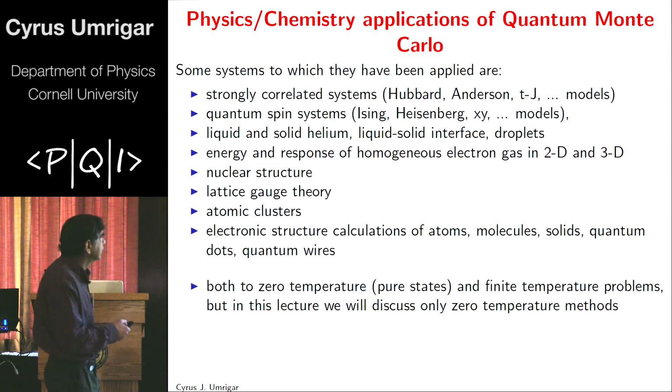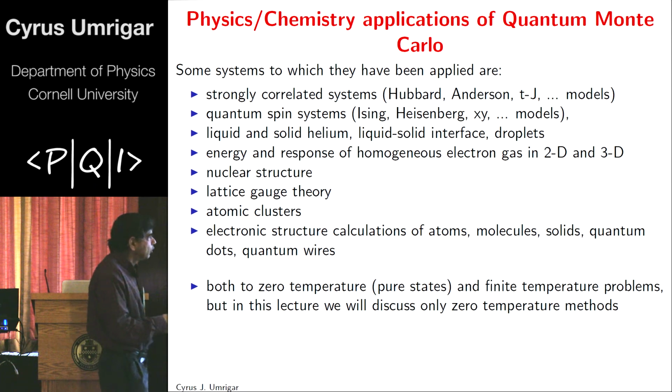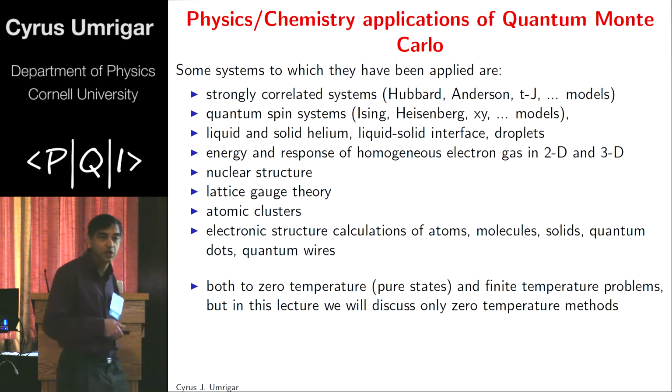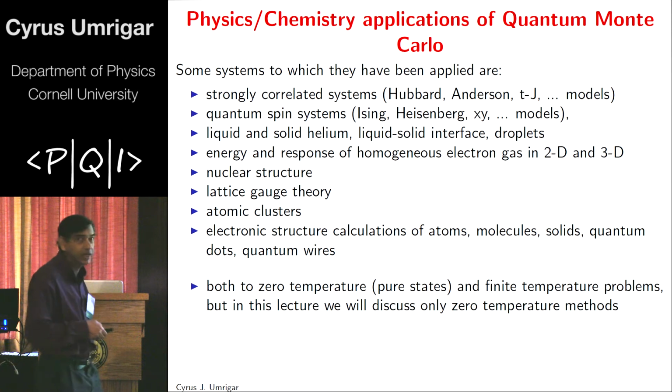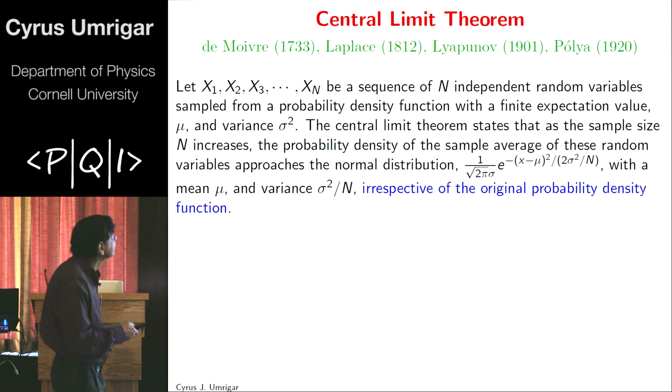They're used in nuclear theory. Lattice gauge theory is a form of quantum Monte Carlo methods. The area that I mostly work in is the electronic structure of atoms, molecules, solids, quantum dots, quantum wires. Finally, there are both zero temperature and finite temperature quantum Monte Carlo methods, so they're rather versatile. I will be talking about only the zero temperature quantum Monte Carlo methods here.